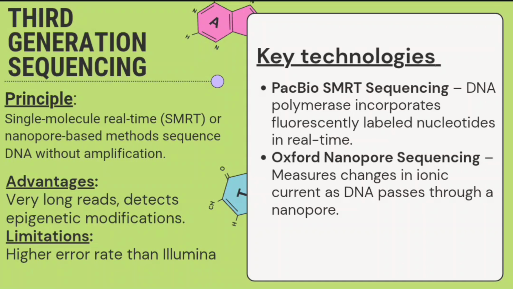SMRT or nanopore based methods sequence DNA without amplification. The key technologies include PacBio SMRT sequencing, in which DNA polymerase incorporates fluorescently labeled nucleotides in real time. In Oxford Nanopore sequencing, it measures changes in ionic current as DNA passes through a nanopore. The advantage of this method is that very long reads can be obtained. It detects epigenetic modifications, but the limitation is it has a higher error rate than Illumina.